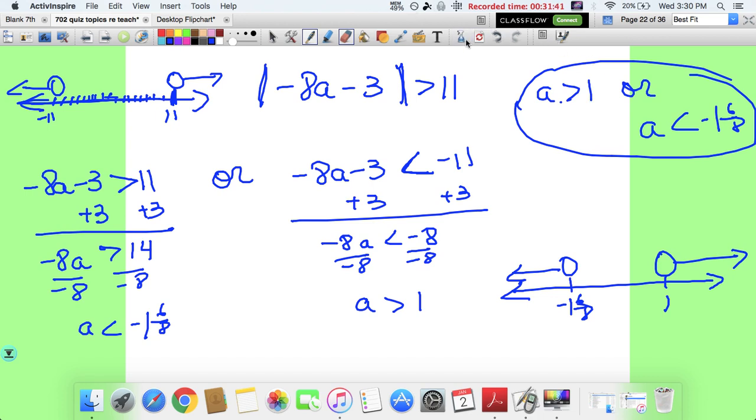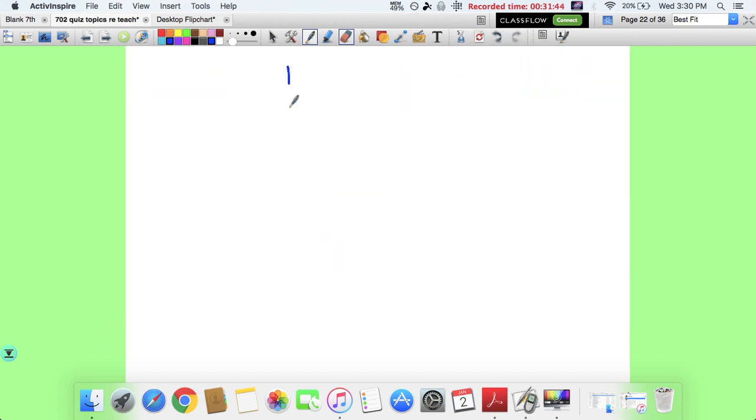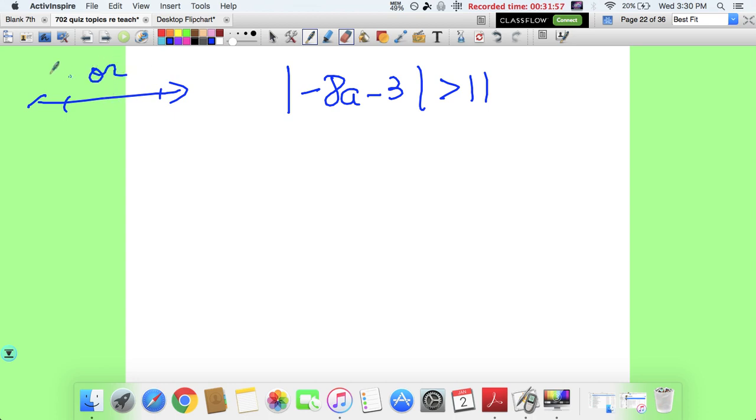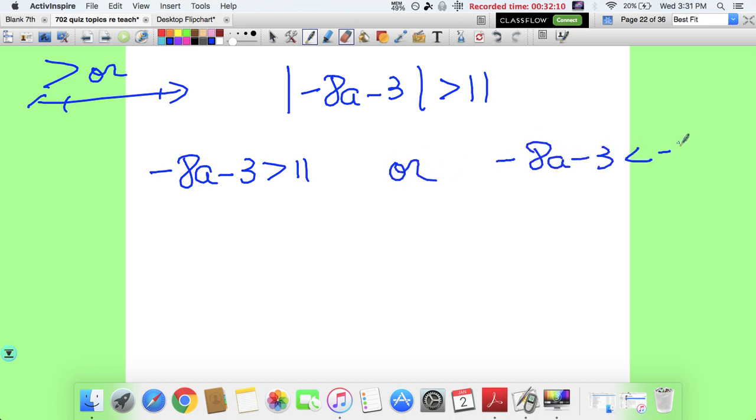Okay. Now, I'm going to write this again. Negative 8a minus 3. So for those of you who are really not interested in me graphing, seeing if it was an and or an or, know that if it's a greater than sign, it's or. I know right away it's going to be an or problem, right? So you can right away set it up. This has to be greater than 11, or this whole thing has to be less than negative 11. That's your setup for or problems. Okay.